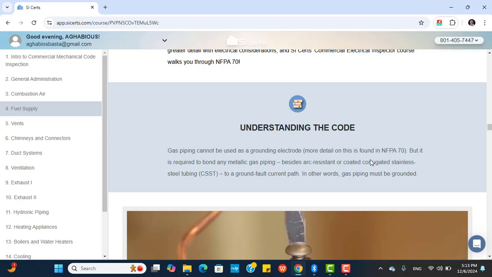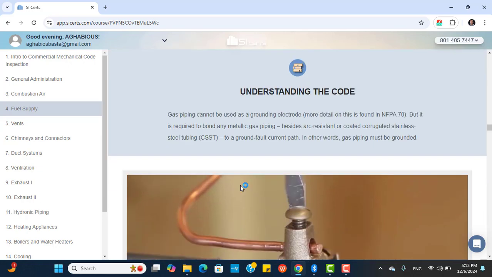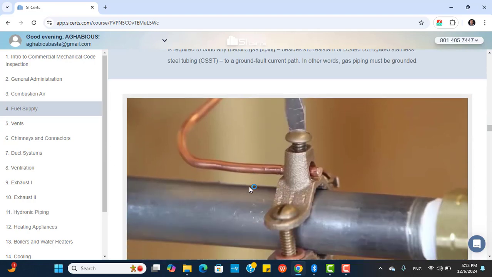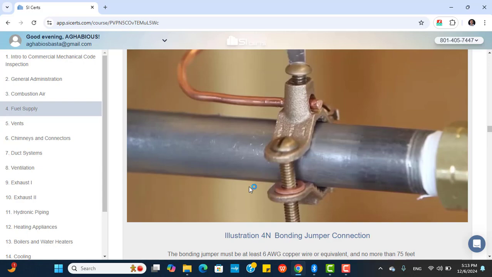More detail of this is found in NFPA 70, but it is required to bond any metallic gas piping besides arc-resistant or coated corrugated stainless steel tubing, CSST, to ground fault current. In other words, gas piping must be grounded. This is the grounding for gas piping.